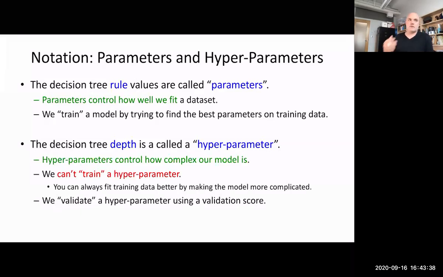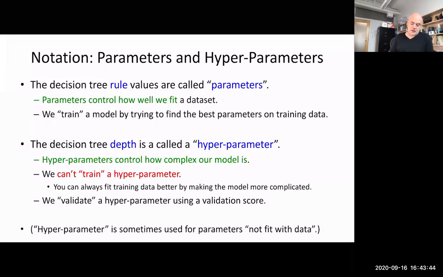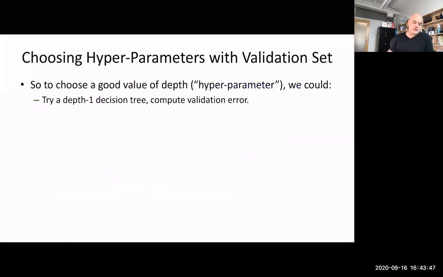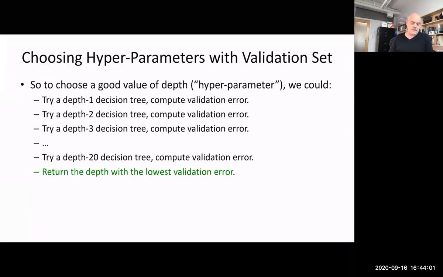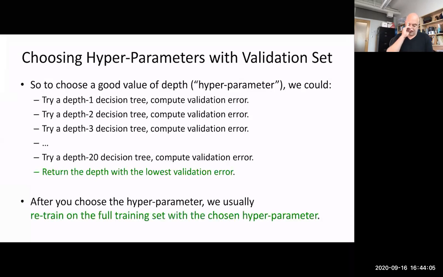So what we can do is validate or choose amongst different hyperparameter values using a validation score. So how do we choose hyperparameters with a validation set? Well, one way to do it is we try a depth 1 decision tree and compute the validation error. Try a depth 2 decision tree, compute the validation error. Try a depth 3 decision tree, compute the validation error, and so on. And then you just return the depth with the lowest validation error.